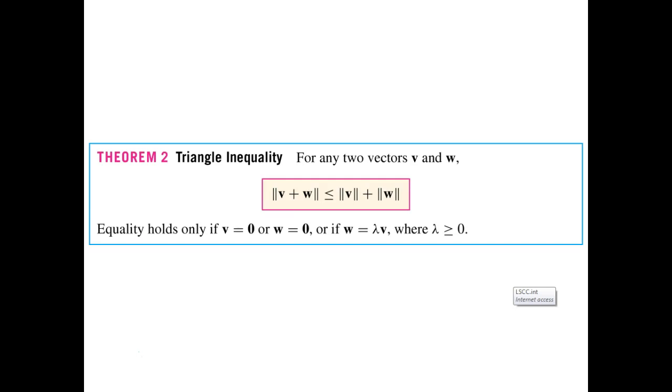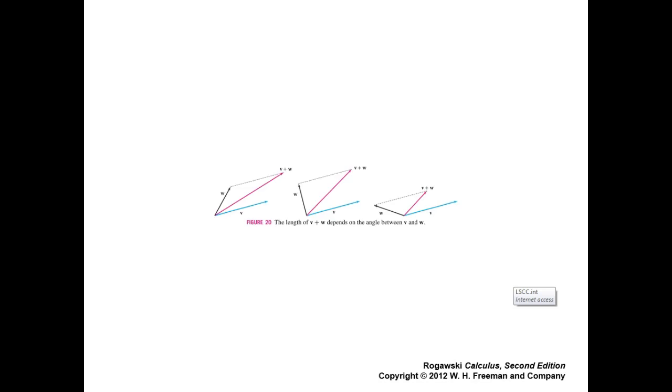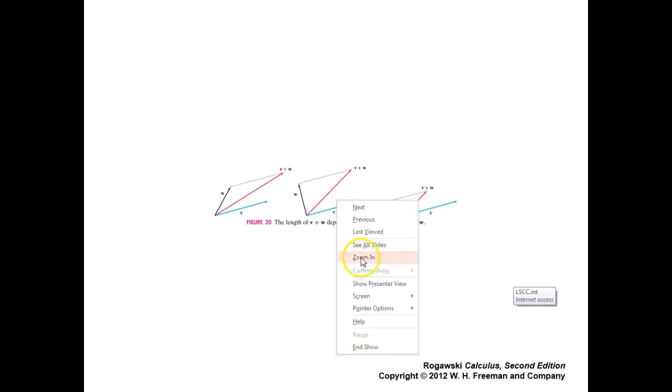It's not an equality, except in one particular case. Equality holds only if v is the zero vector, or w is the zero vector, either one of those, or if w is a multiple of v, well, any positive multiple of v, then you have a strict equality. Like I said, if they were on the same line. Okay, and these are some of the illustrations that show that.